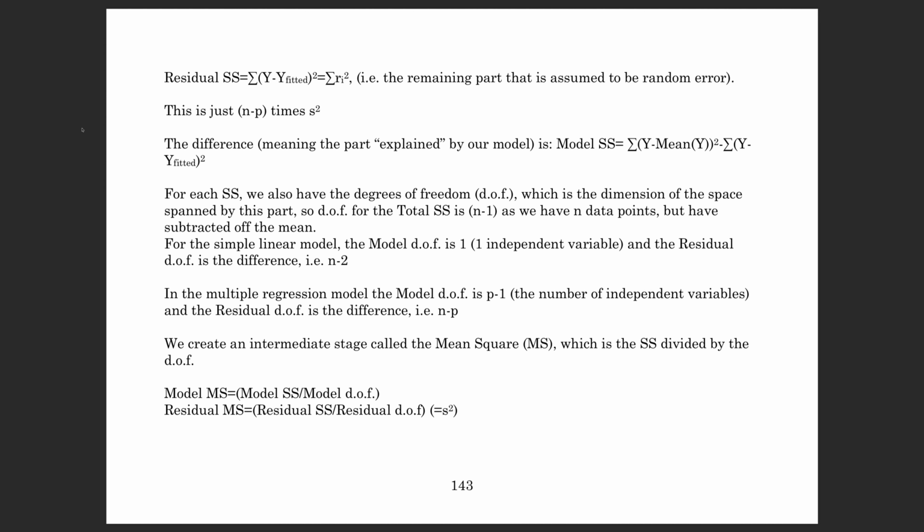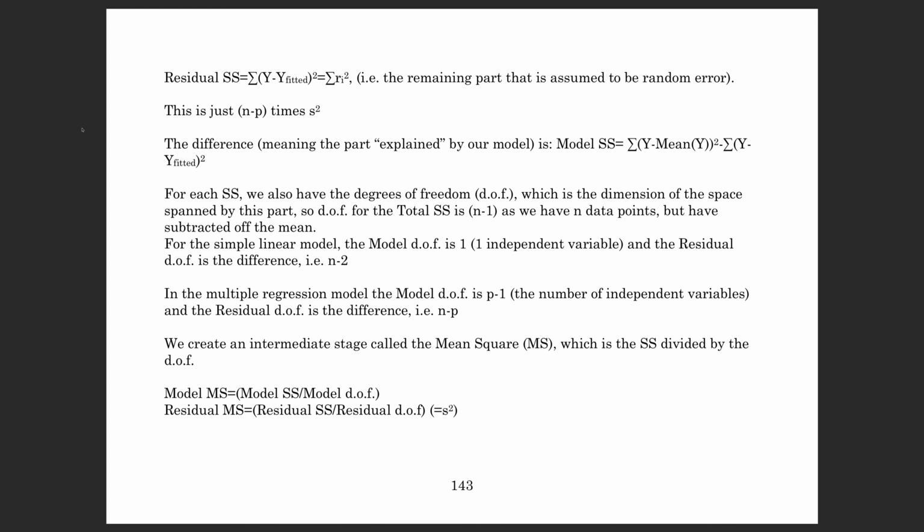So in our table, we're going to create an intermediate stage, which is the mean square. The mean square is just the sum of squares for each of these components divided by the degrees of freedom. So the model mean square is just the model sum of squares divided by the model degrees of freedom. The residual mean square is the residual sum of squares divided by the residual degrees of freedom, which is just s squared.